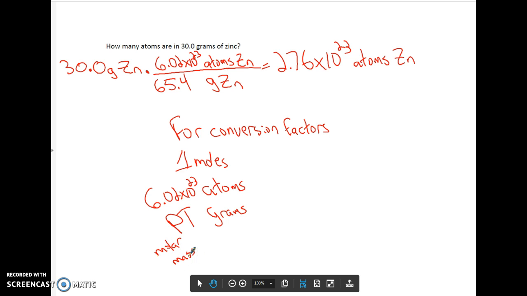Now, eventually, we'll work with compounds instead of just elements, and you would just end up getting the molar mass of the compound, and instead of atoms, it would be 6.02 times 10 to the 23rd molecules. The general idea is the same, just the terminology changes a little different.